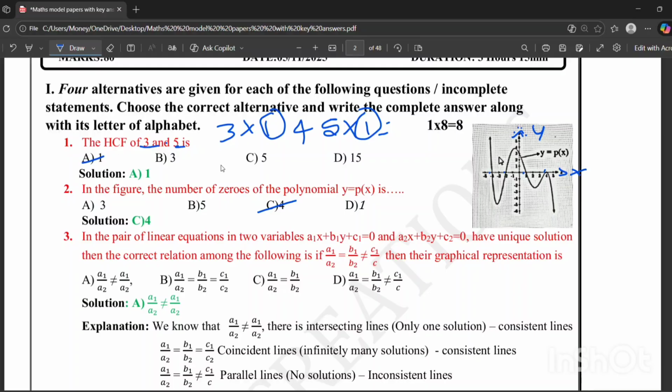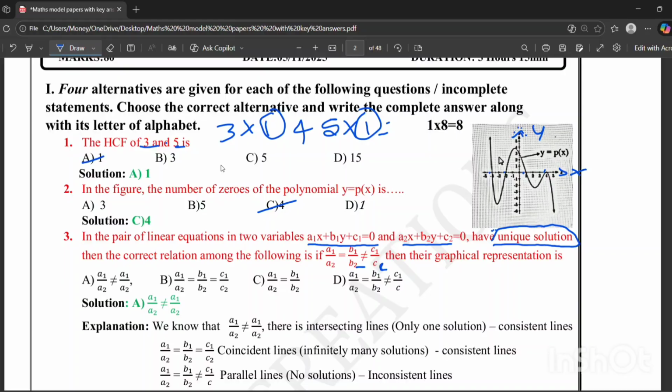So next question. A pair of linear equations in two variables, a1x plus b1y plus c1 equal to 0 and a2x plus b2y plus c2 equal to 0, have a unique solution. Remember this point, children. Which solution do we have? Unique solution. Then the correct relation among the following is: a1 by a2 equal to b1 by b2 is not equal to c1 by c2. Here c2 is missed.